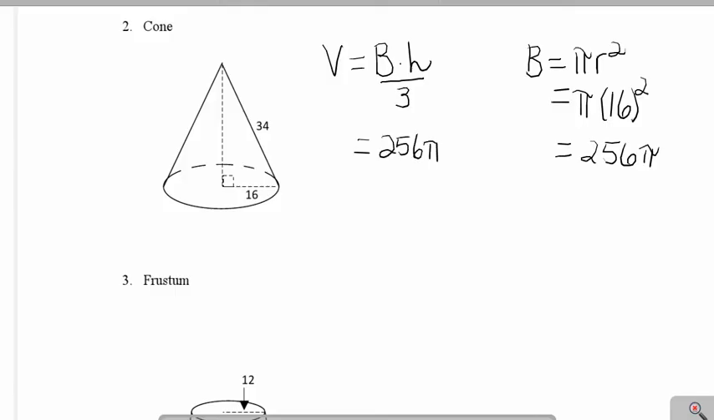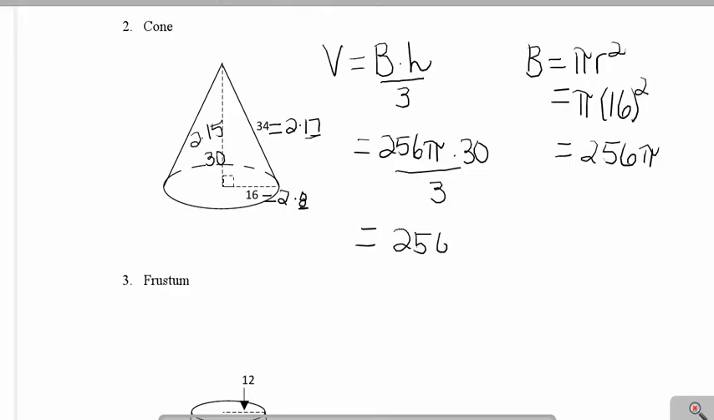Now the height of my cone is not given, but I noticed that this is a triple because 16 is the same thing as 2 times 8, and 34 is the same thing as 2 times 17. So recall back to chapter 9, one of my triples is 8, 15, 17. So I have to do 15 times 2 to get the height of my cone, which is 30. And then I'm going to divide that by 3 to get my final answer for the volume of this cone to be 2,560 pi units cubed.